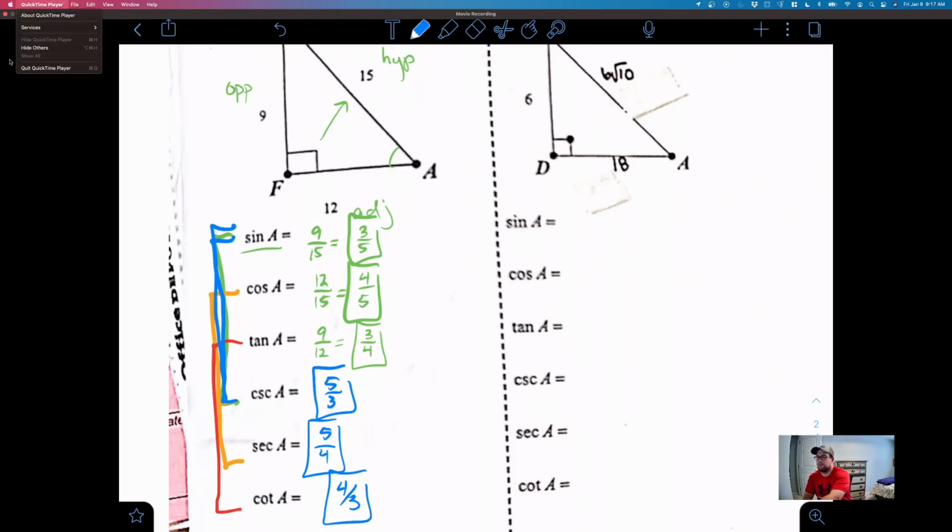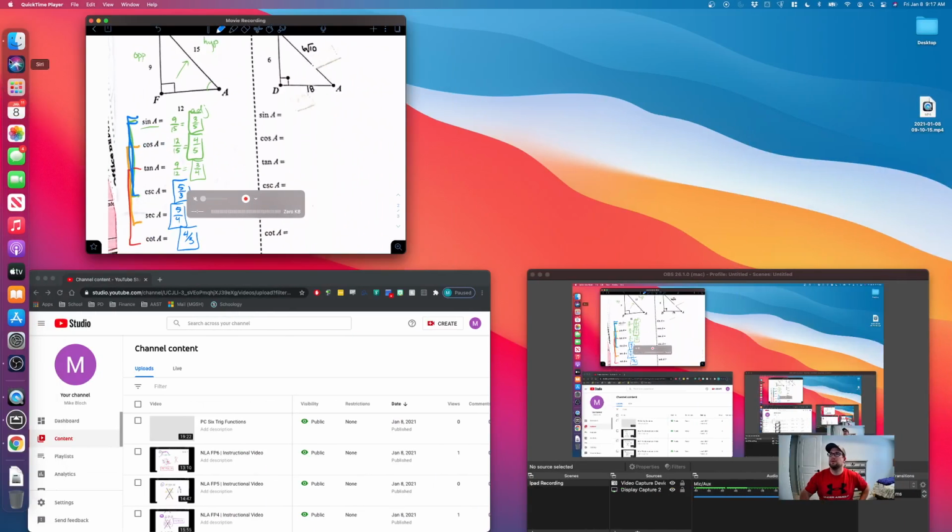Okay, let's just escape that. My mouse is dying.